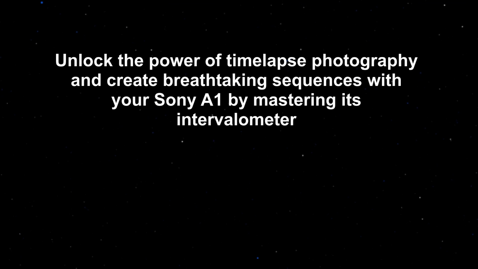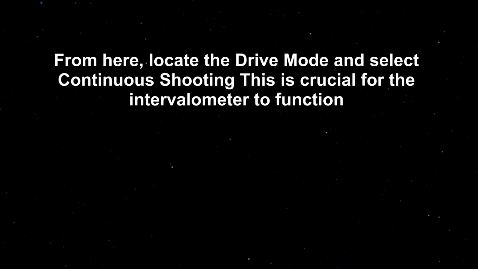Unlock the power of time-lapse photography and create breathtaking sequences with your Sony A1 by mastering its intervalometer. First, we need to access the shooting menu. Navigate to the camera icon in your menu. From here, locate the drive mode and select continuous shooting. This is crucial for the intervalometer to function.